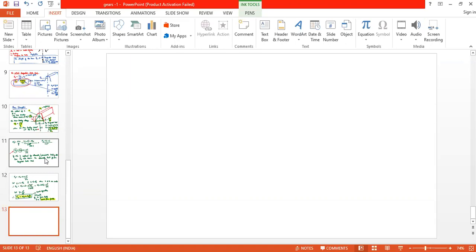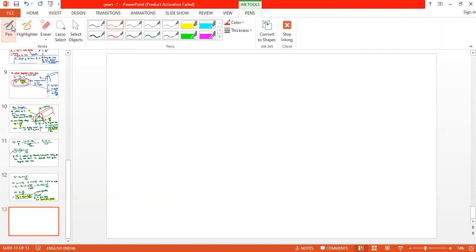In order to account for the dynamic effect, which becomes more severe as the pitch line velocity increases. Pitch line velocity is the velocity along the pitch line, this circle of any gear tooth or any gear. As the pitch line velocity increases, the dynamic effects become more severe, so the value of sigma W is reduced.